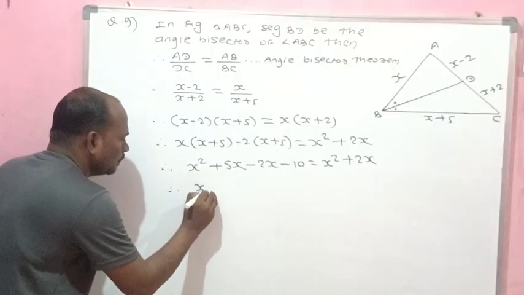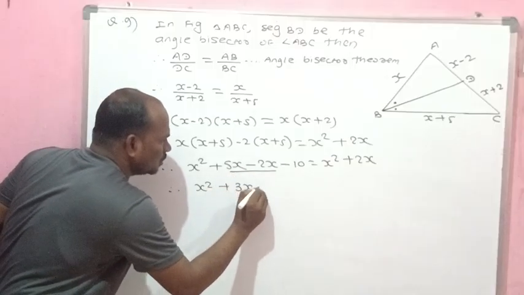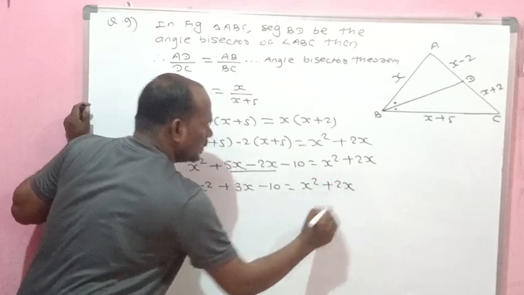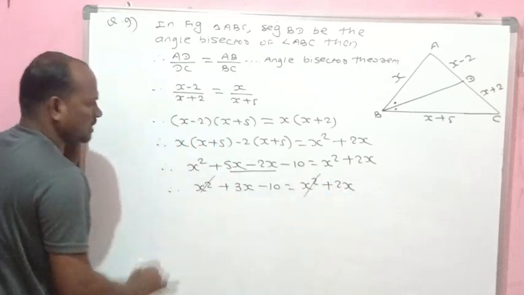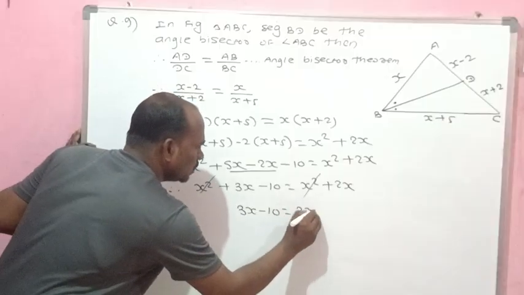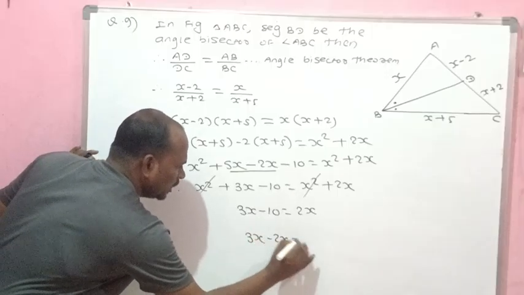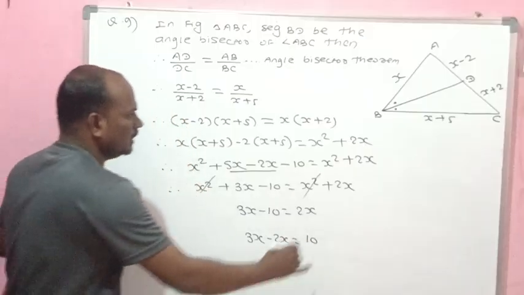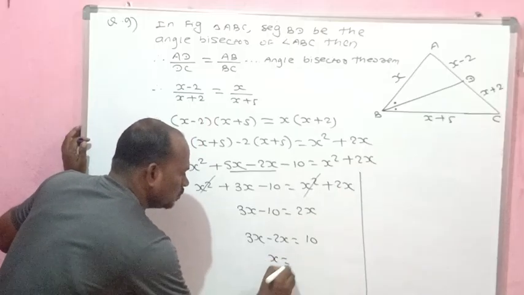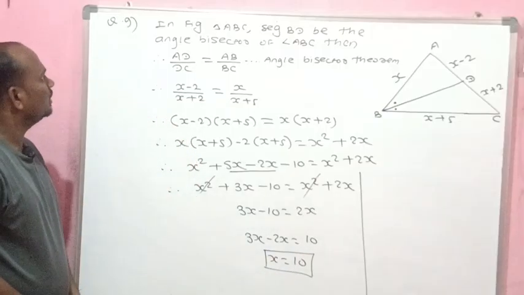Now x square plus 5x minus 2x is 3x minus 10, equal to x square plus 2x. Now x square cancels. Therefore 3x minus 10 is equal to 2x. Therefore 3x minus 2x is equal to plus 10, that is x equals 10. Now this is the required answer, x equals 10.